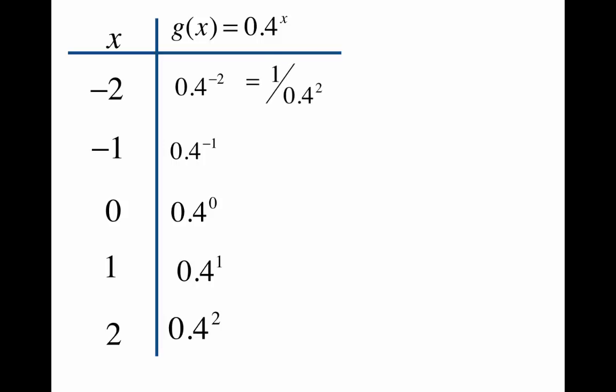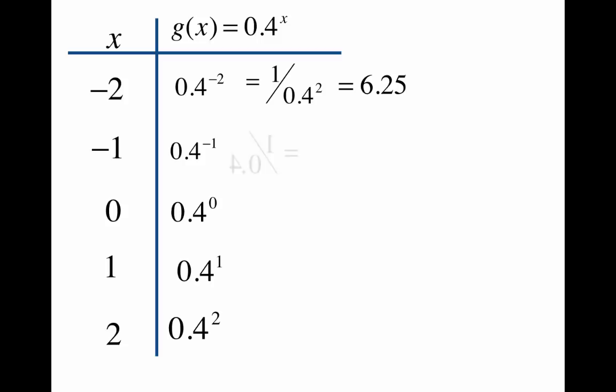0.4 to the -2 is like 1 over 0.4 squared. So 1 divided by 0.4 squared is 6.25. Now, you might need to practice putting that in your calculator to make sure you can do that yourself. Because if this was on a test, you'd need to be able to do that. So I would probably tell you right now, I would pause the video and make sure you're comfortable doing that in your own calculator.